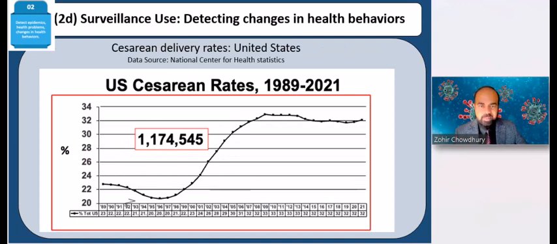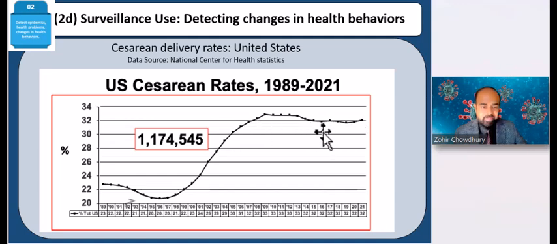Surveillance can also help to detect health behaviors and changes in health behaviors. So in 2009, the cesarean rate was the highest ever reported in the United States. The number of cesarean births increased from 1996 to 2009, and then slowly stabilized at around 32%.